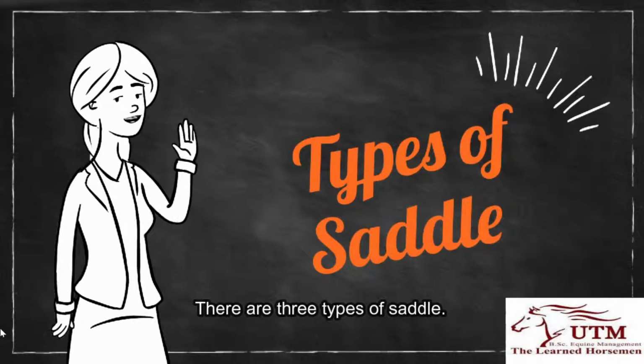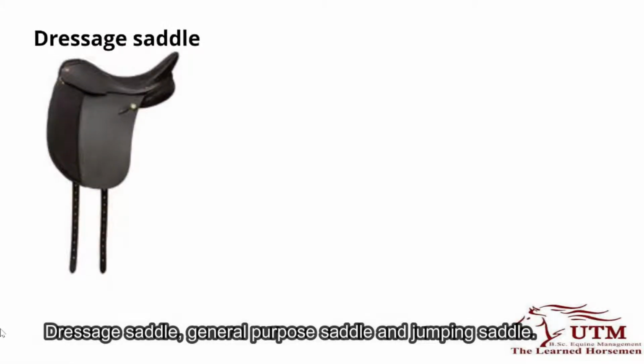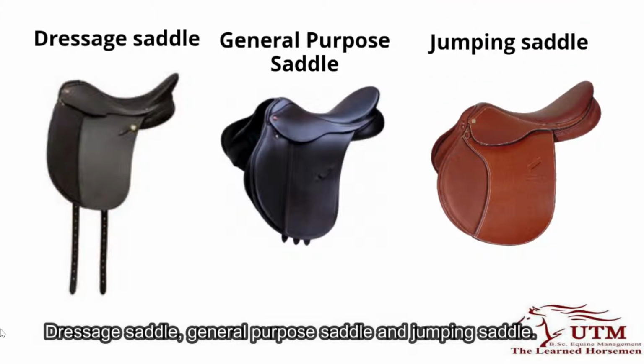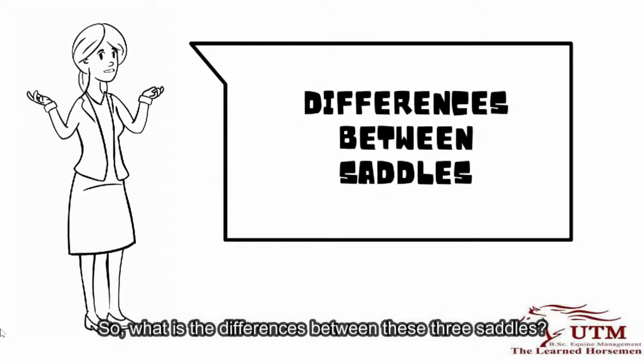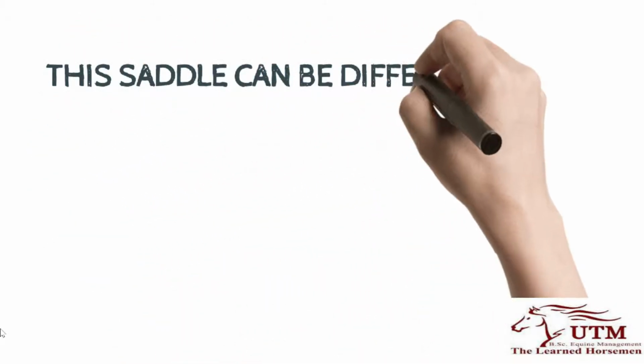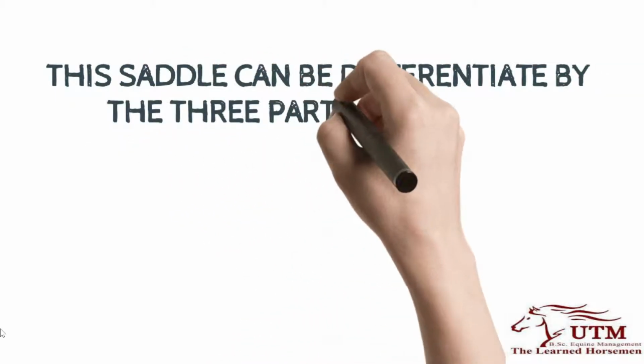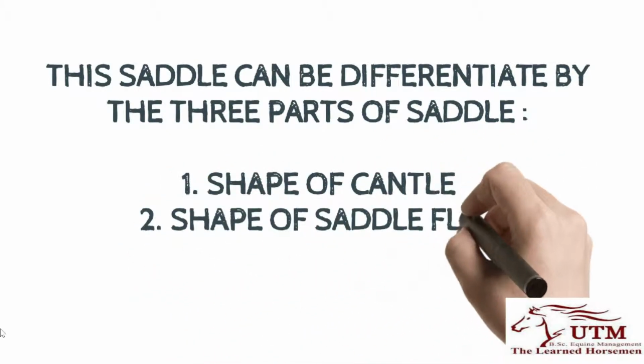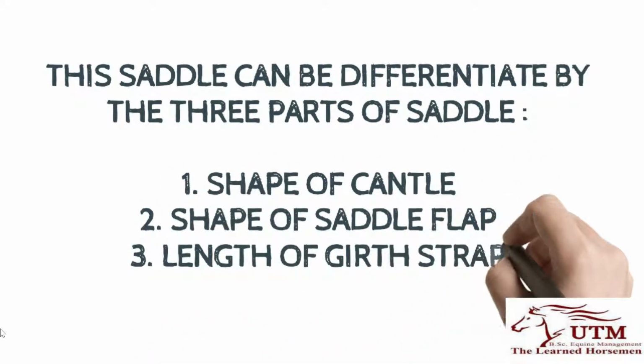There are three types of saddle: dressage saddle, general purpose saddle, and jumping saddle. So, what are the differences between these three saddles? The saddles can be differentiated by three parts: the shape of the cantle, the shape of the saddle flap, and the length of the girth strap.